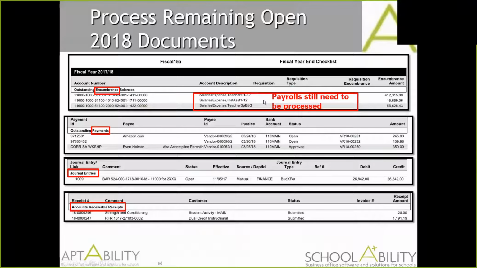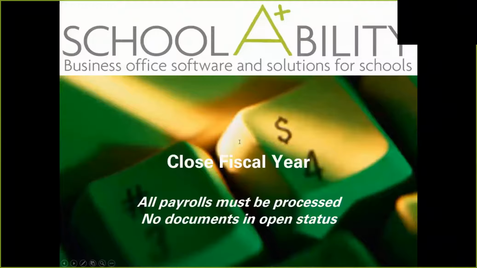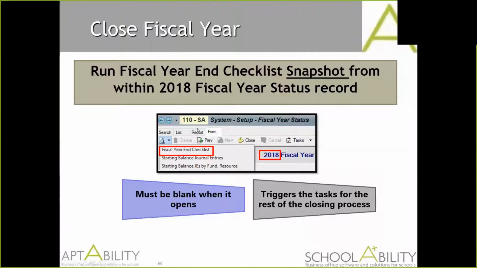In this case, these payrolls are still open because they need to be processed. These are outstanding payments, so they're in the open or approved status. What you're going to want to do is either delete or cancel any invoices. And then after all of this is done and you have nothing outstanding, then you can actually close the fiscal year. To do that, you're going to be in System Setup, Fiscal Year.